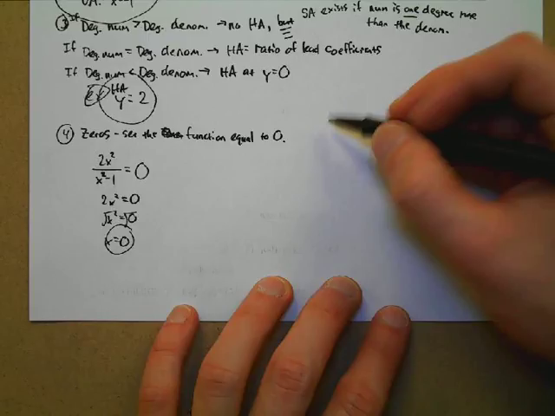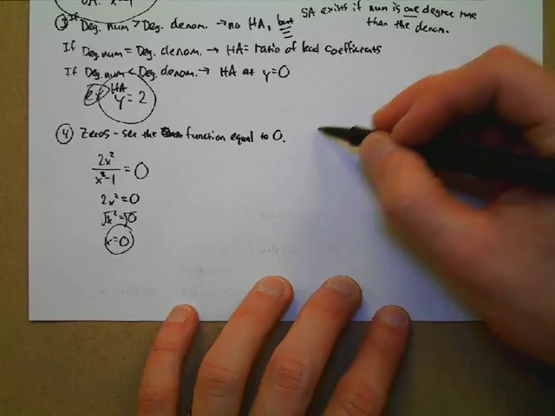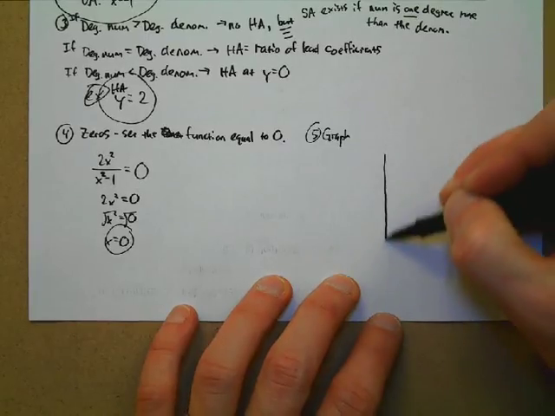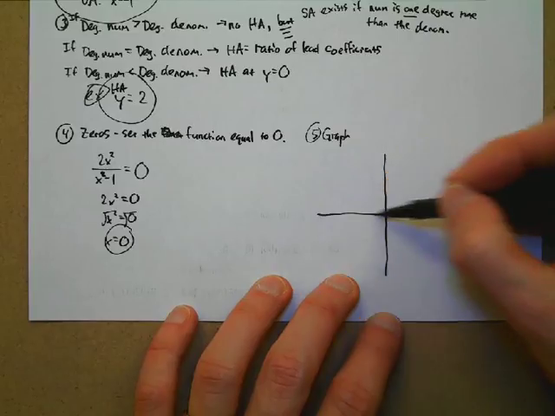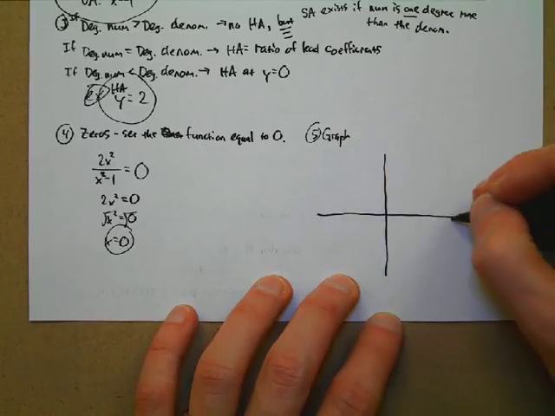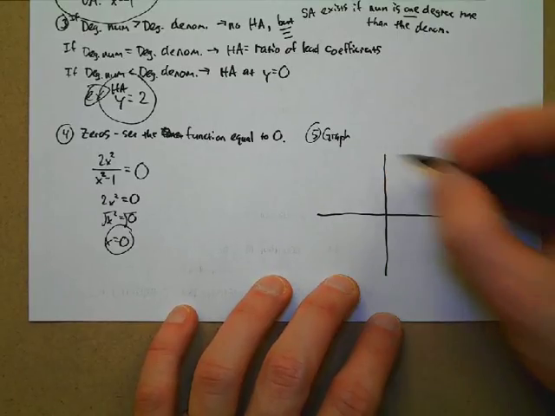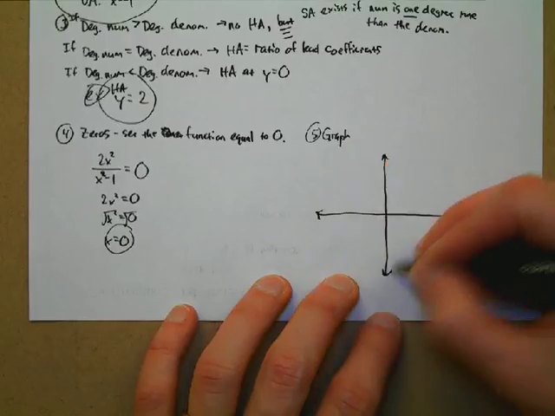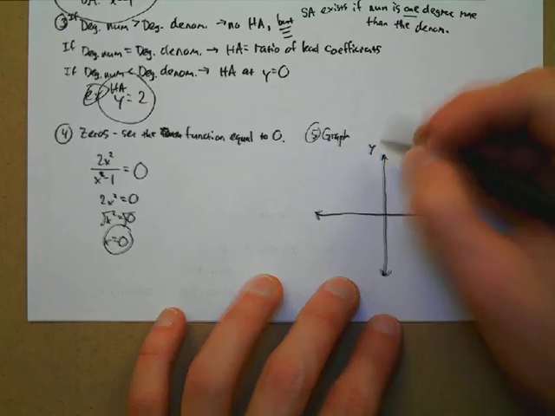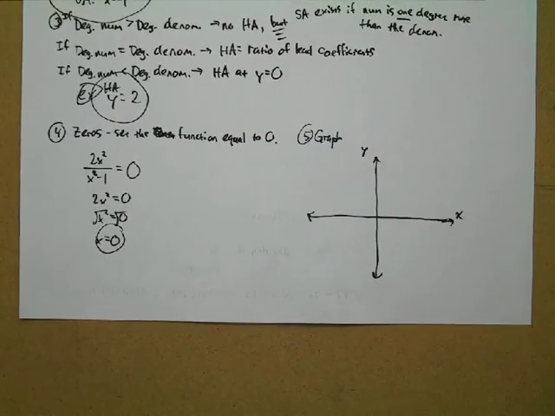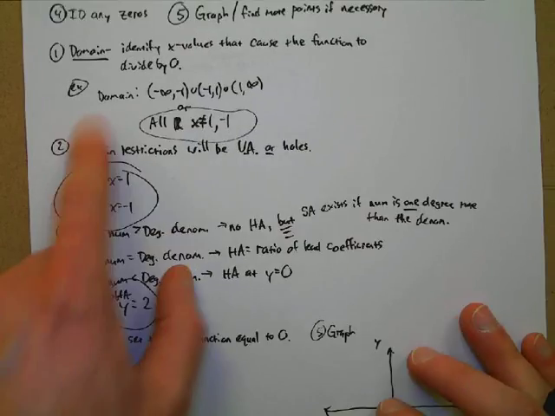So let's pull out the pieces that we found. From number 2, we can skip number 1, the domain. So number 2, there were no holes, because both the 1 and the negative 1 we couldn't get rid of in the original function; they don't cancel out. And so we have a vertical asymptote at 1 and at negative 1. So in our graph here, I'm going to graph the number 1 and negative 1.